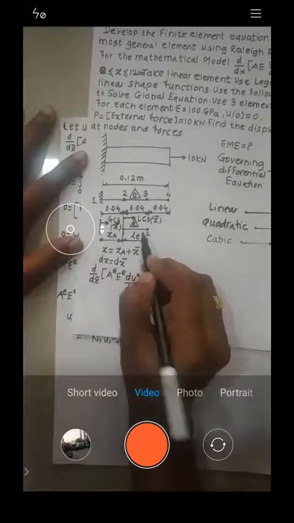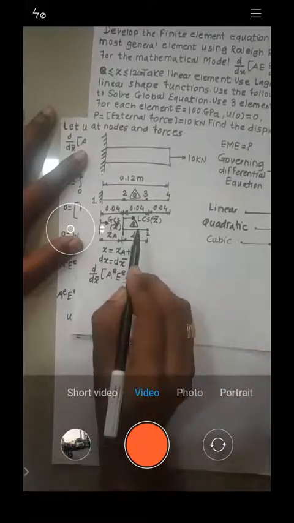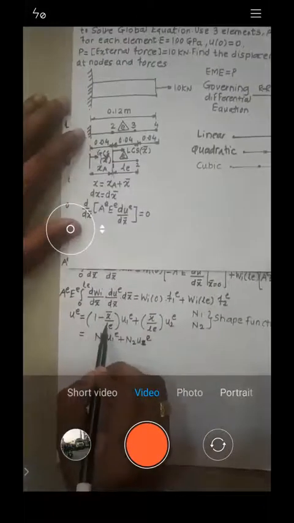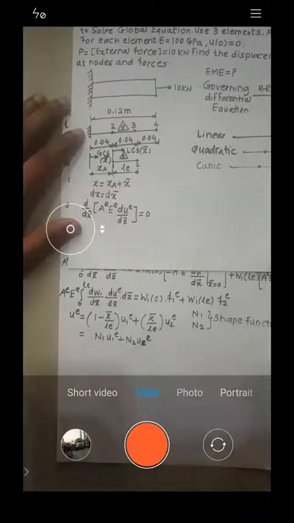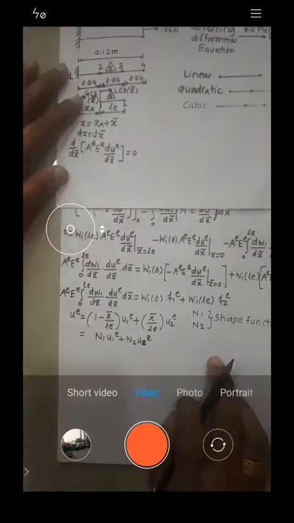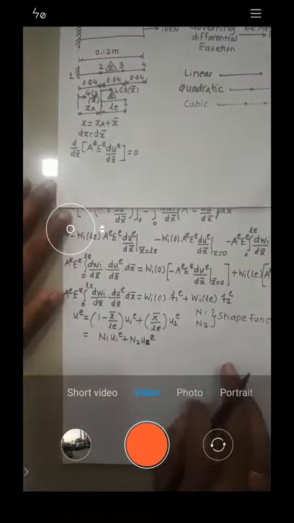If I ask you what is the displacement at this particular point, how will you calculate? It is (1 minus x bar by LE) u1e plus (x bar by LE) u2e. So that is displacement at node 1 and displacement at node 2. From where this equation is derived, I will let you know in the next lecture, when we start with the shape functions. So now only you understand.